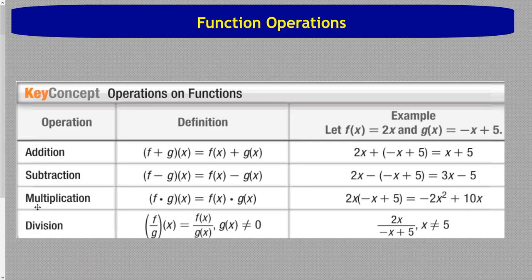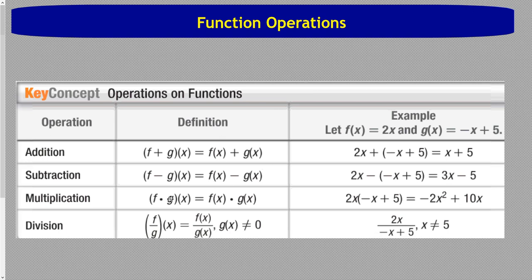For example, let's say we've got these four operations: addition, subtraction, multiplication, and division. There are ways we can write expressions showing that we are going to use functions with addition. So f plus g of x means we're going to take f of x and add g of x. Whatever f of x is, it's going to be some expression, and whatever g of x is some expression. We're going to add them together. Same thing with subtraction. F minus g of x. F of x minus g of x.